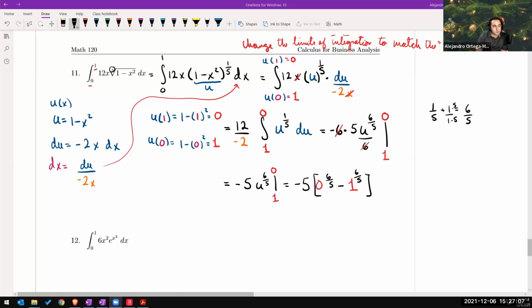Okay. So 0 to the 6/5, that's 0. 1 to the 6/5, that's 1. So it looks like we have -5 times -1, which is 5. And this is our solution. Notice that in this problem, we didn't need to go back to the x's. We kept everything in terms of u's.